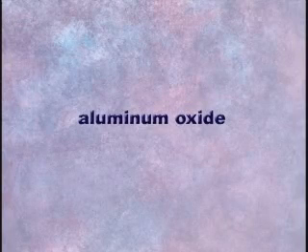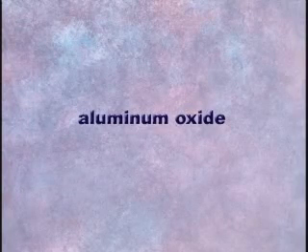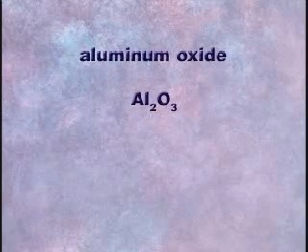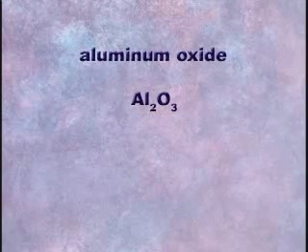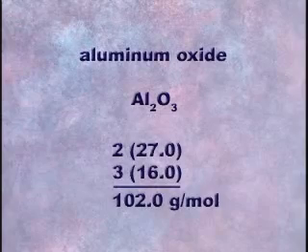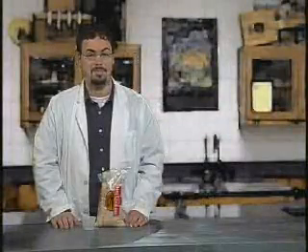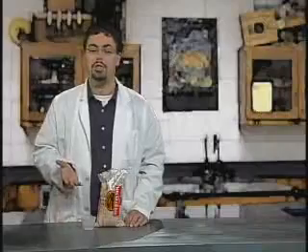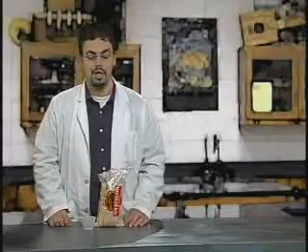Now check your work. The formula for aluminum oxide is Al2O3. Its molar mass is 102.0 grams per mole. I hope you are getting the hang of that. We will continue to practice finding molar masses as we move on to our counting exercises.